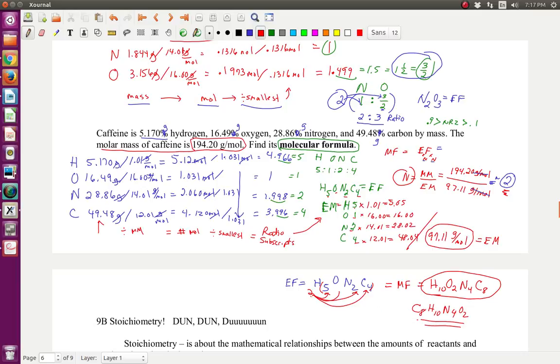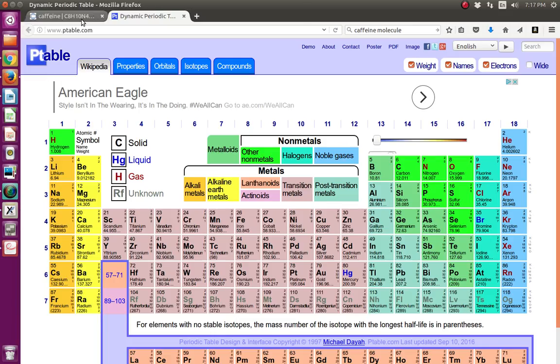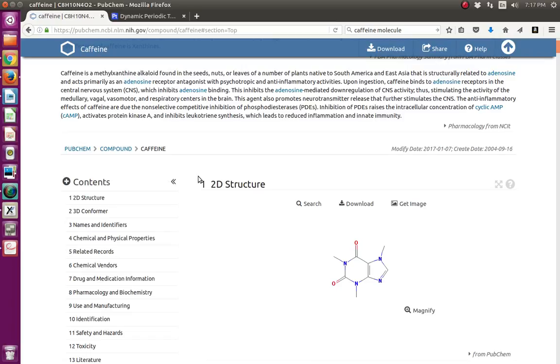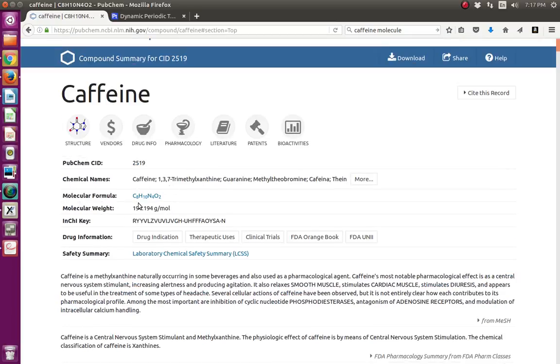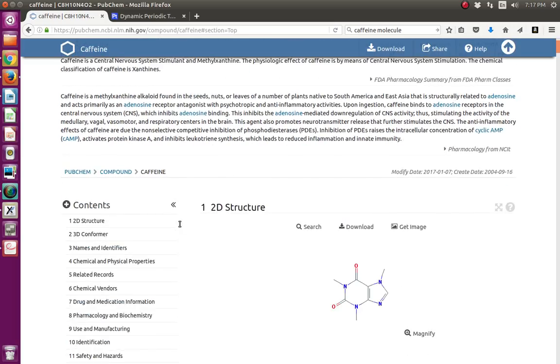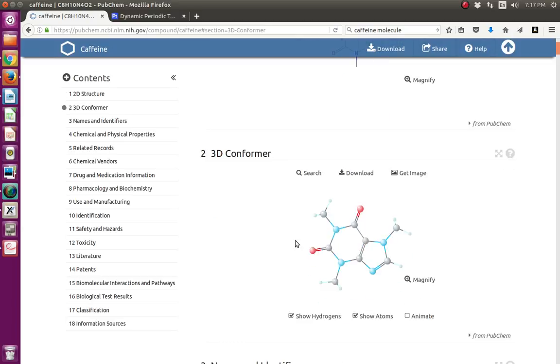So there's caffeine. Let me show you caffeine on the website now. There it is. There's the caffeine molecule. And there's the formula, C8H10N4O2. That's the molecular formula. Notice there's the molecular mass, or the molecular weight, 194. Our problem said 0.20. This one says 0.194. And just so you know, here's the structure of the molecule. This would be the structural formula.